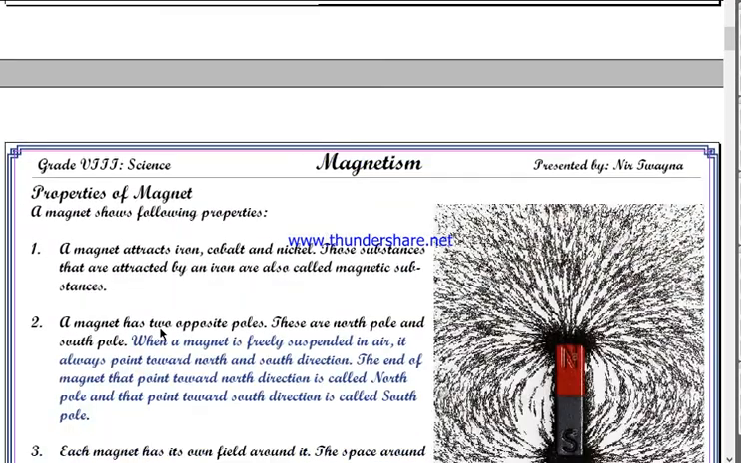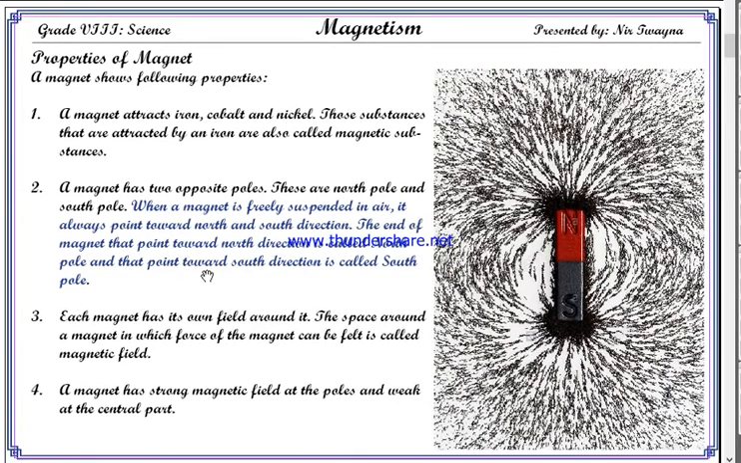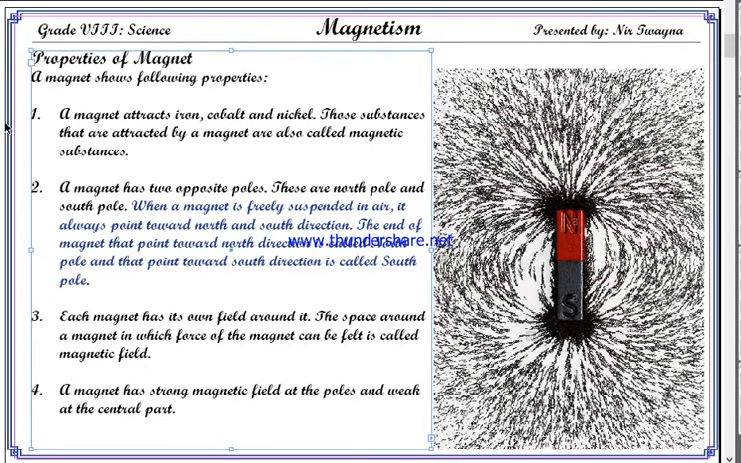Anyway, let's go to properties of magnet. Our next topic is properties of magnet. What are the properties of a magnet? What makes a magnet different from others? The first property, we have already discussed, is that a magnet attracts iron, cobalt and nickel. The substances that are attracted by a magnet are also called magnetic substances.